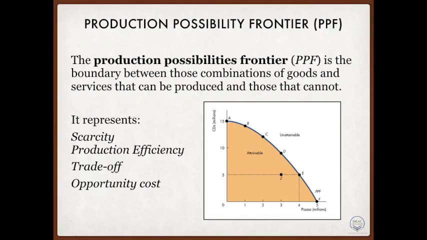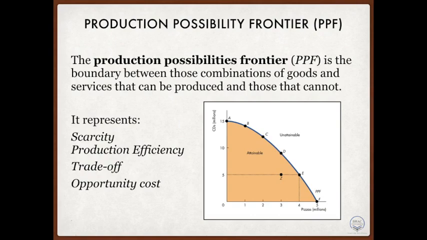Now this model, although it looks very simple, actually represents a lot of economic concepts and facts. Let's see them one by one. First, let's start with scarcity. The PPF model illustrates scarcity.